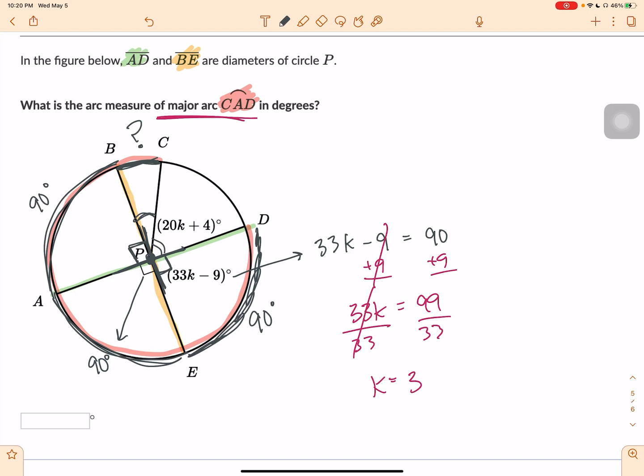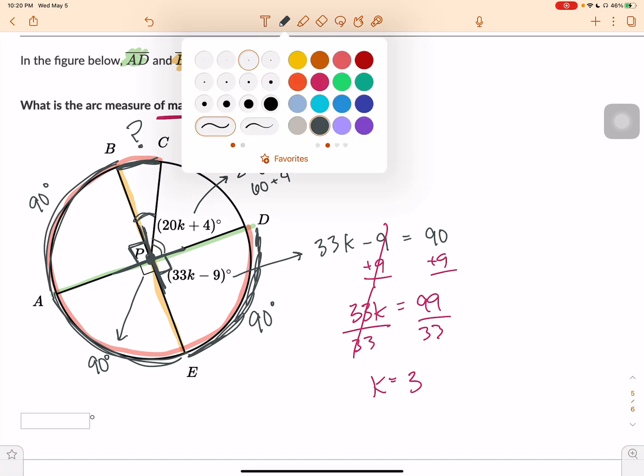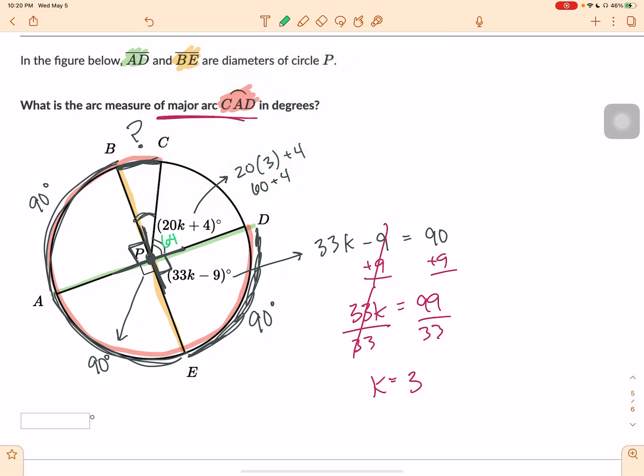So now that I know what K is, I know that this here is 20 times 3 plus 4. 60 plus 4. This measurement here is 64 degrees. So that means that this measurement here is 90 minus 64, because I know that this is a 90-degree angle here. So 90 minus 64 is 26. So now I know if the central angle is 26, then this part of the arc here is 26 degrees.